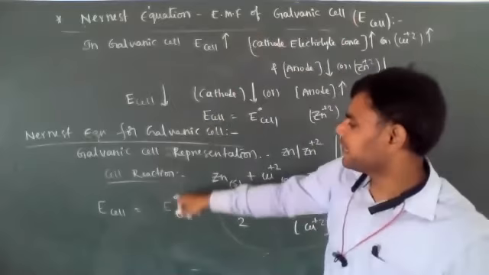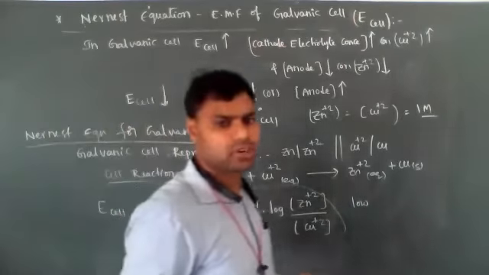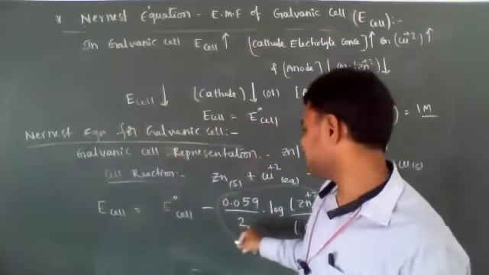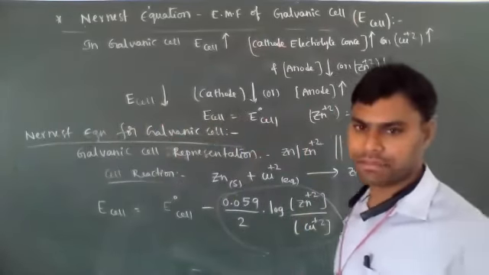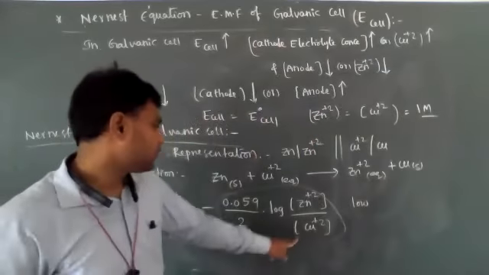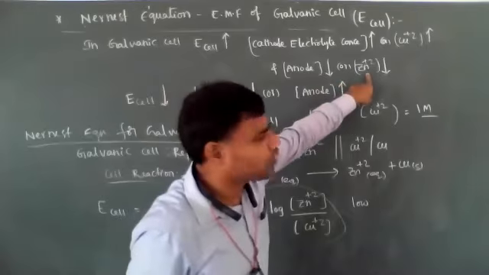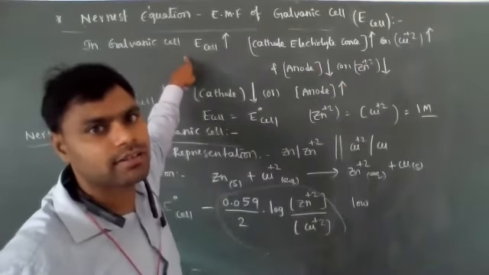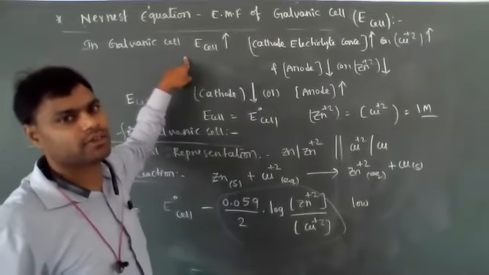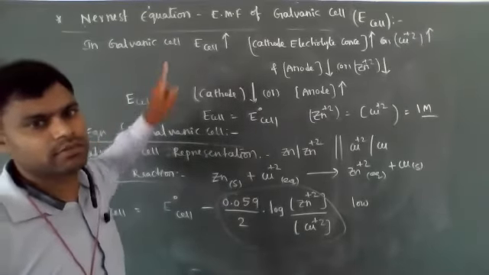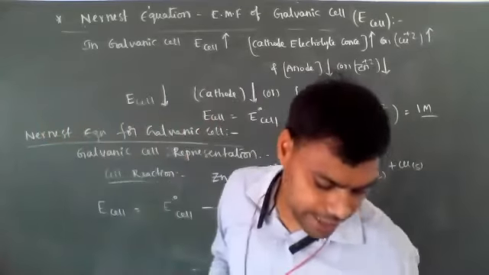For a galvanic cell, the Nernst equation is E cell is equal to E0 cell minus 0.059 by 2, because n is equal to 2, into log of Zn plus 2 ion concentration by copper plus 2 ion concentration. If copper plus 2 ion concentration increases, or Zn plus 2 ion concentration decreases, then the EMF of the cell value increases, not E0 cell. And the reverse condition. So this is about the galvanic cell Nernst equation.